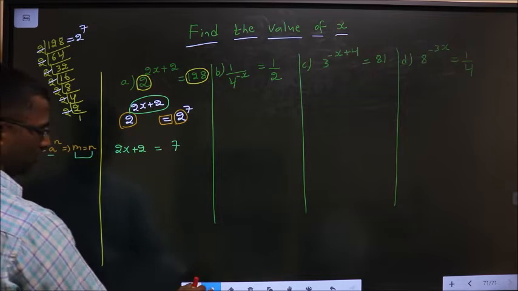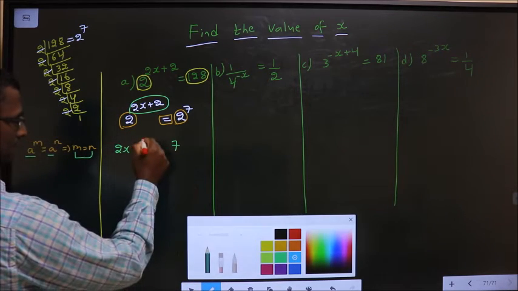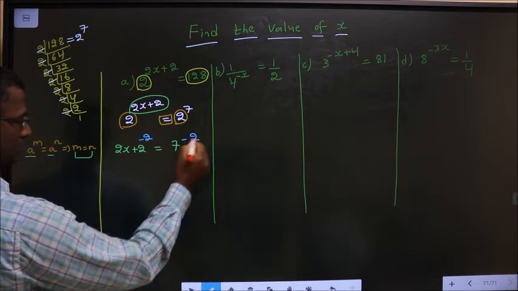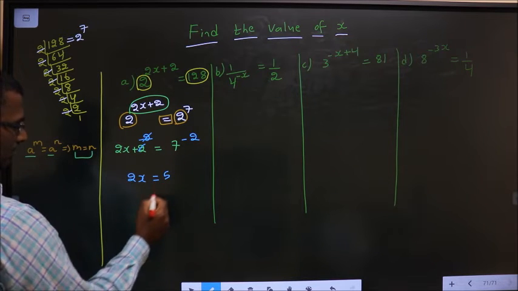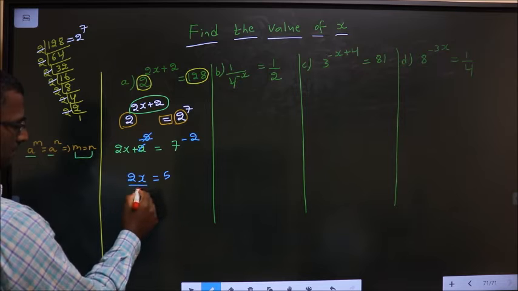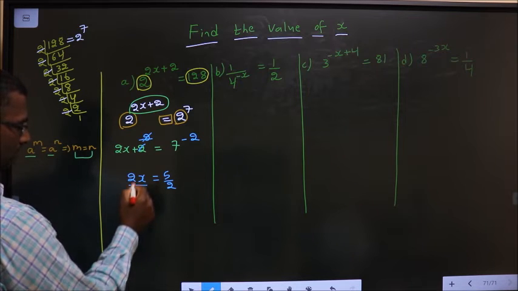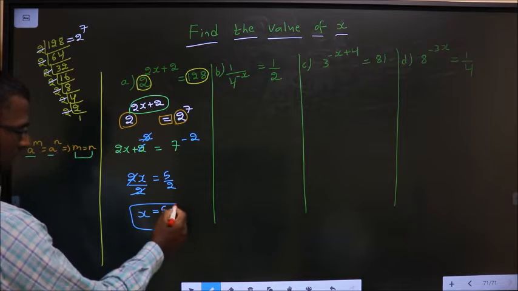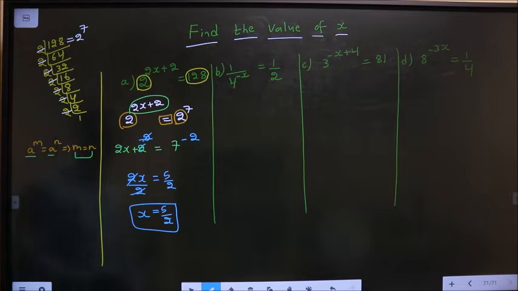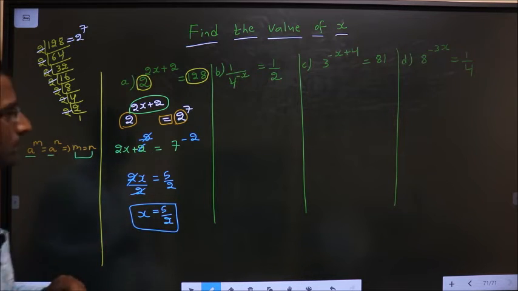First get rid of 2. For that subtract 2. So 2x equal to 5. Now to get x, divide by 2. 5 by 2. Okay. Now the next one.